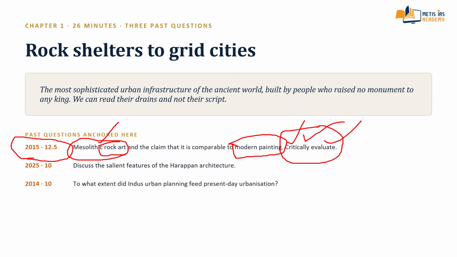So the second one is the function was almost certainly not aesthetic. The dominant scholarly readings are ritual, magical or communicative: sympathetic hunting magic, initiation, territorial marking, the transmission of knowledge about animals and hunting technique to the young. The shelters were lived in. These are working walls, not gallery walls.